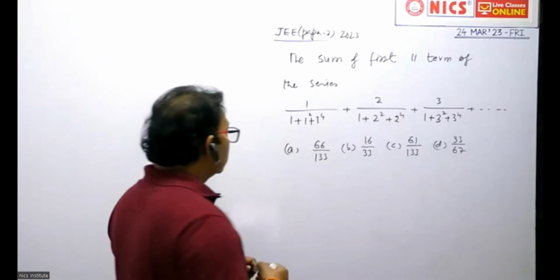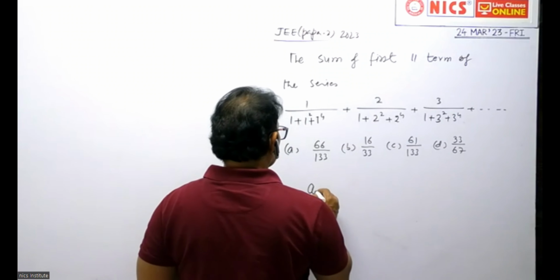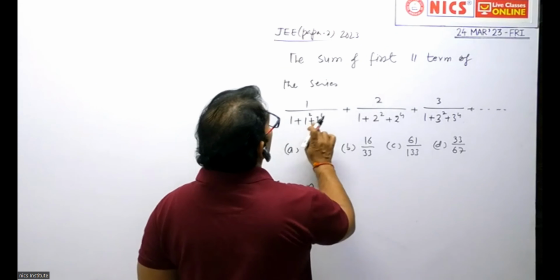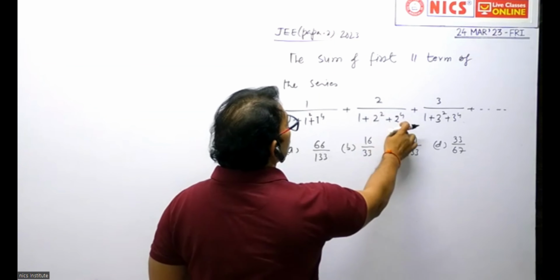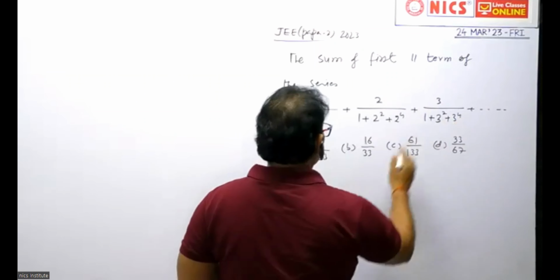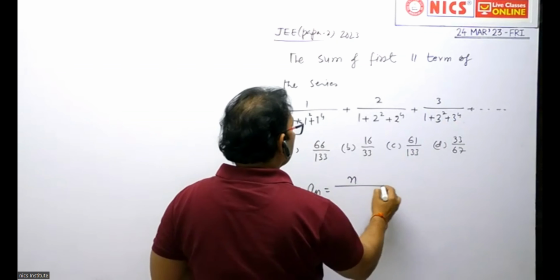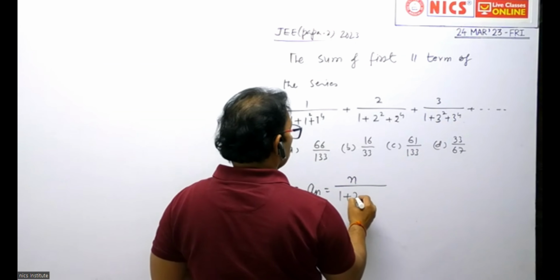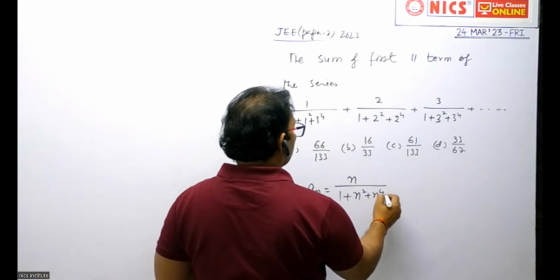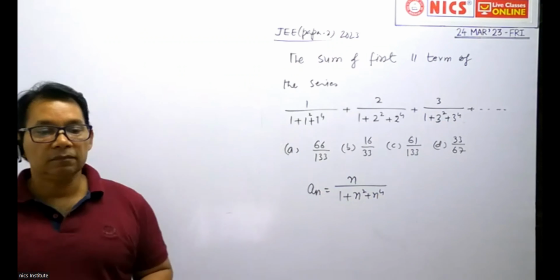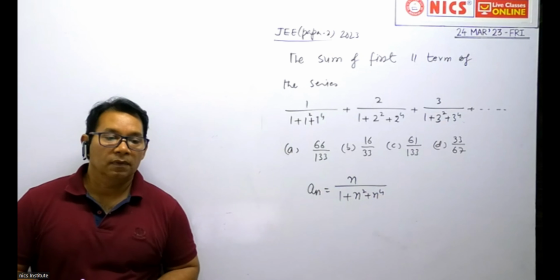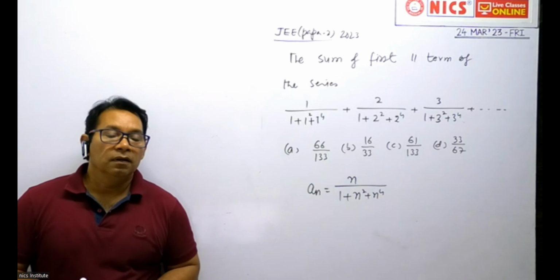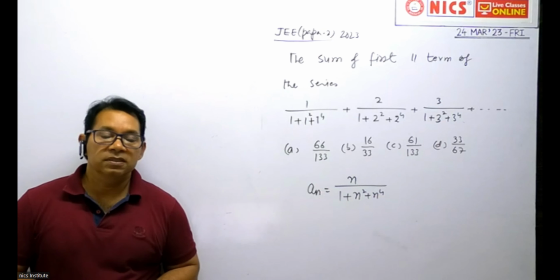Try to get the nth term of this sequence. What is the nth term? The first term you have 1, 1, 1. The second term you have 2, 2, 2. The third term you have 3, 3, 3. So the nth term would be n divided by 1 plus n square plus n to the power 4. The nth term of the sequence is this.